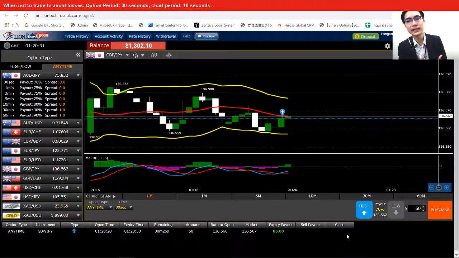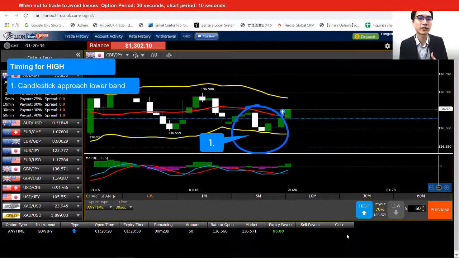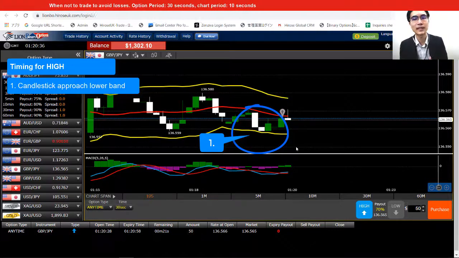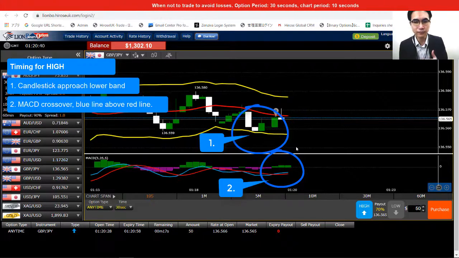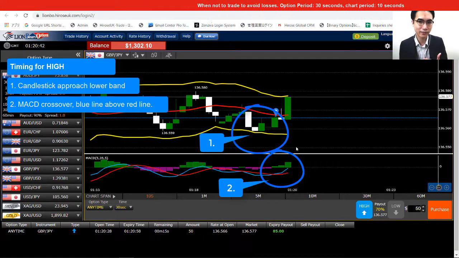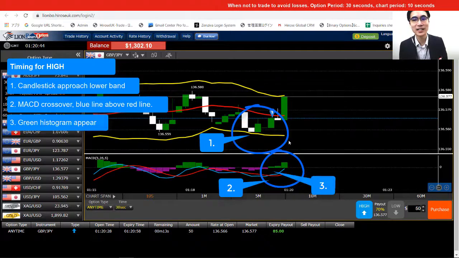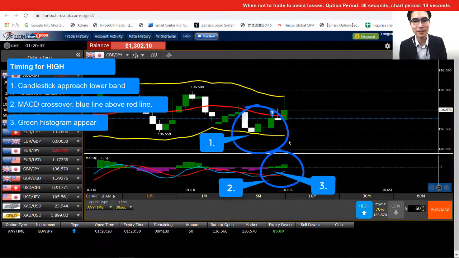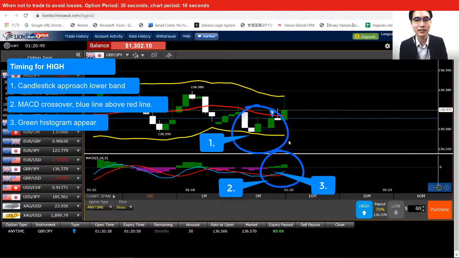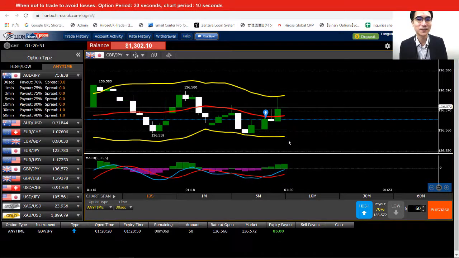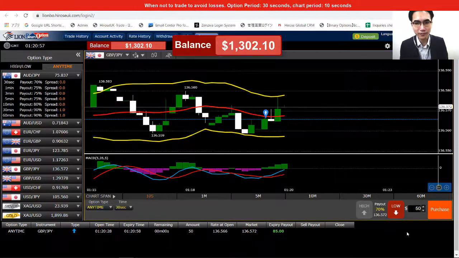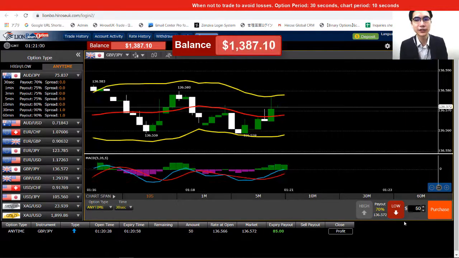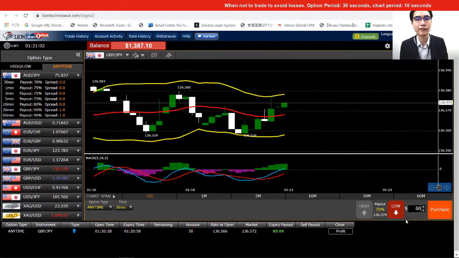The timing for you to place a high is that you first need to wait for the candlestick to approach the lower band, and then I need the two lines in MACD to cross over. The blue line needs to be above the red line, and at the same time I should see a green histogram coming out. After these three criteria are met, I can open a high option, and that's what I did there. Now the price just jumps straight up, and I'm pretty sure I'm going to get this one. Okay, the trade is finished, and I make $35 profit.